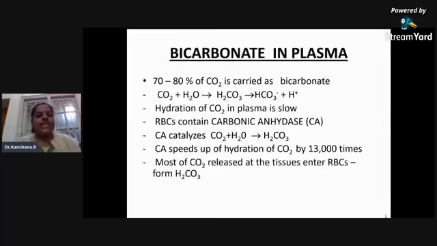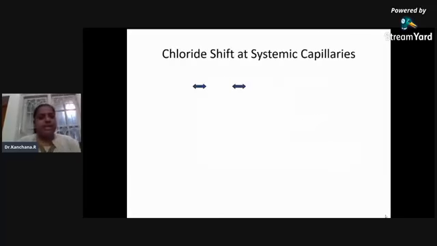Now, coming to transport in the form of bicarbonate in plasma, 70 to 80% of carbon dioxide is carried as bicarbonate. Carbon dioxide plus water gives H2CO3, which liberates HCO3 minus plus H plus. Hydration of carbon dioxide in plasma is slow. RBCs contain the enzyme carbonic anhydrase, which catalyzes the reaction of carbon dioxide with water to form carbonic acid, or H2CO3. Carbonic anhydrase speeds up hydration of carbon dioxide by 13,000 times. Most of the carbon dioxide released at the tissues enters RBCs to form H2CO3.